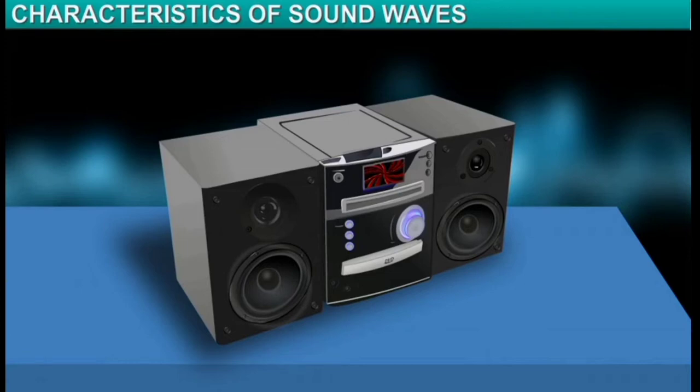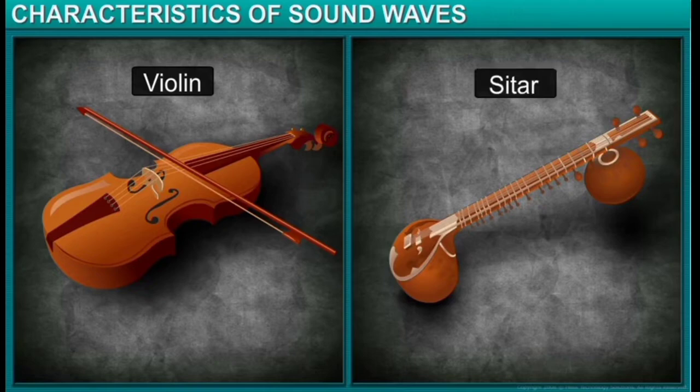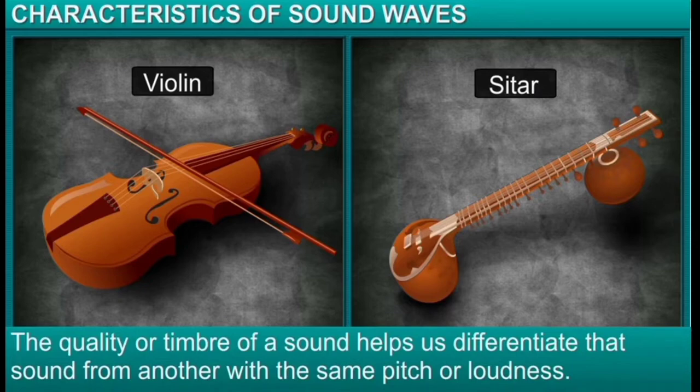Is it a single instrument or two instruments playing? It is definitely two instruments. One sounds like a violin and the other could be a sitar. We could identify the difference in the instruments because of the type of sound we heard. Sound emitted by every instrument has a unique characteristic that distinguishes it from other sounds with the same pitch or loudness. This characteristic is the quality or the timbre of the sound.